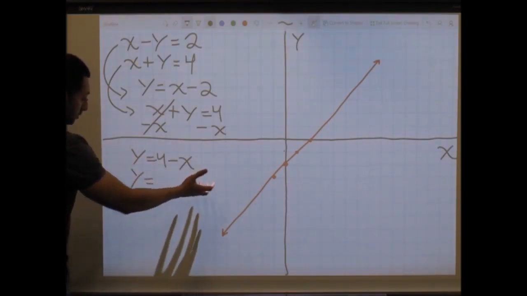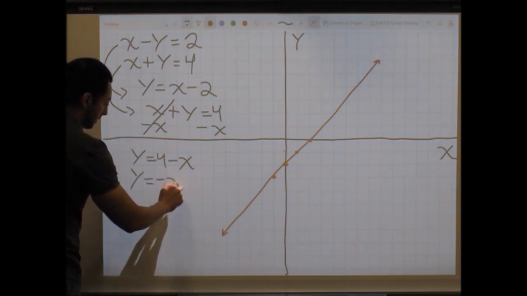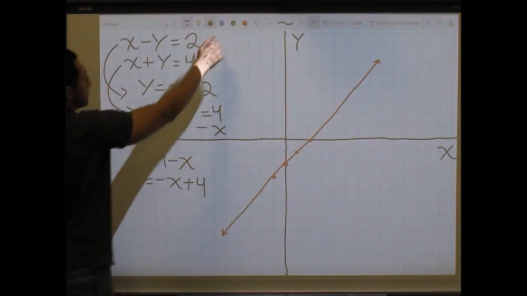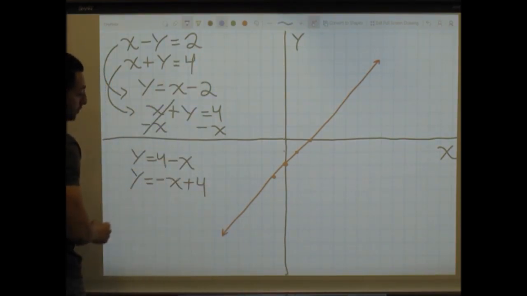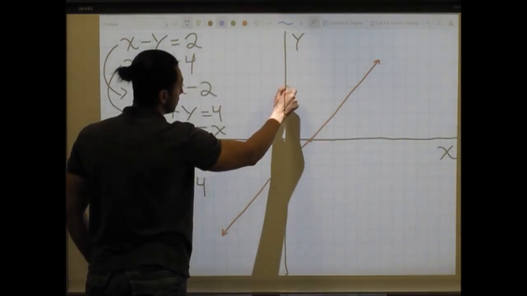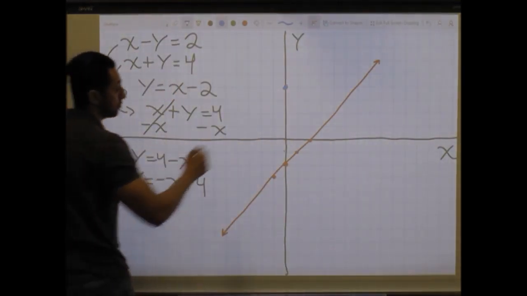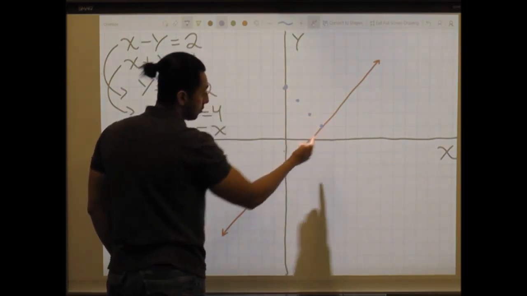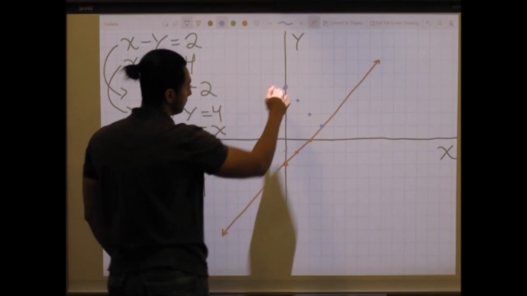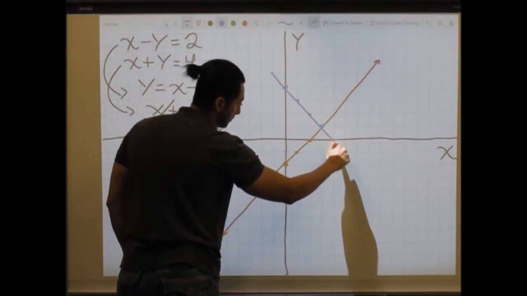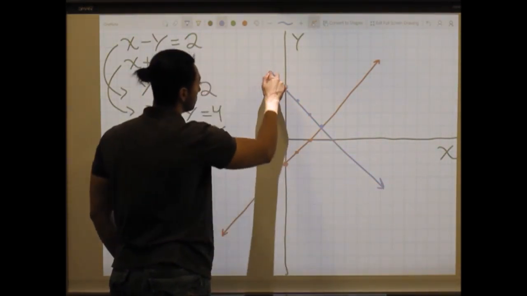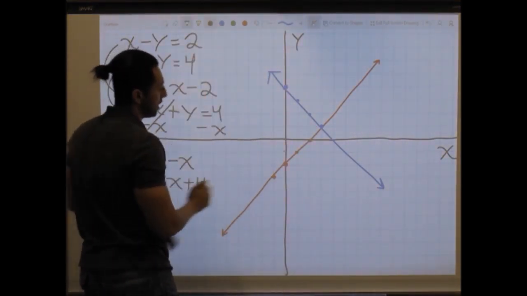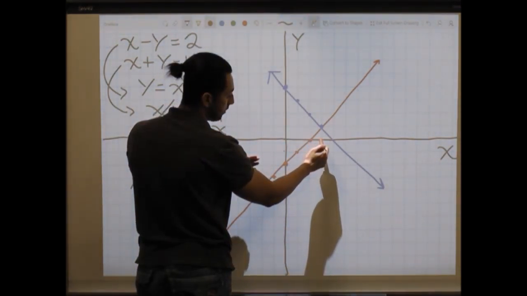If you want to write this with the slope first, you could write it as negative x plus 4. There's no difference. So here I can see that my y-intercept is 4 and my slope is negative 1. So we're just going to go down 1 over 1, down 1 over 1, down 1 over 1. It looks like that's the intersection point right there, which happens to be 1, 2, 3 for the x value.